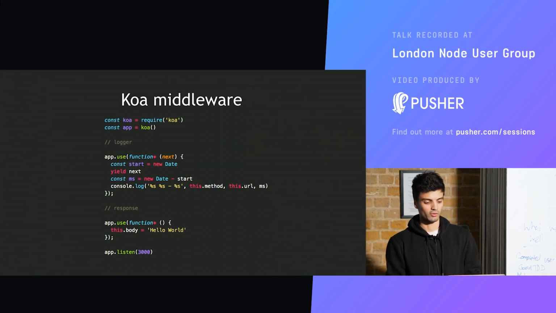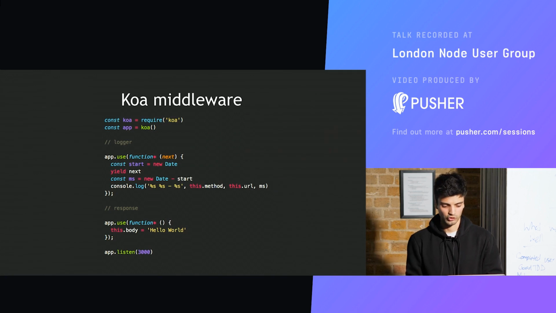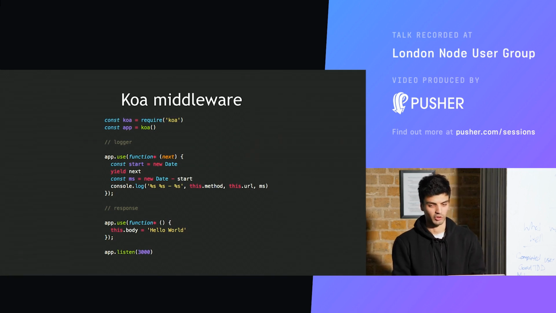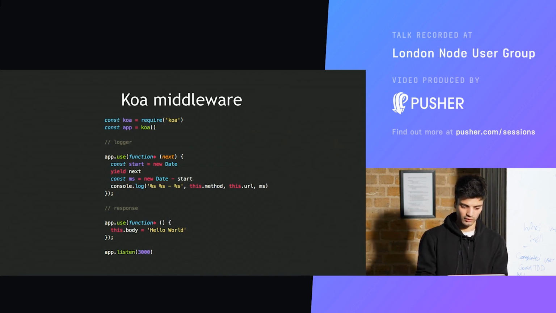So you define that you want your app to use 2 middleware. The first one is a logger to log how long the request takes to go through. And the second one is to return hello world. And how it works is when you yield next, you actually go to the next generator. So the first line of code being executed is define a new date, then going to this body called hello world, and then coming back to checking how many milliseconds this has taken.